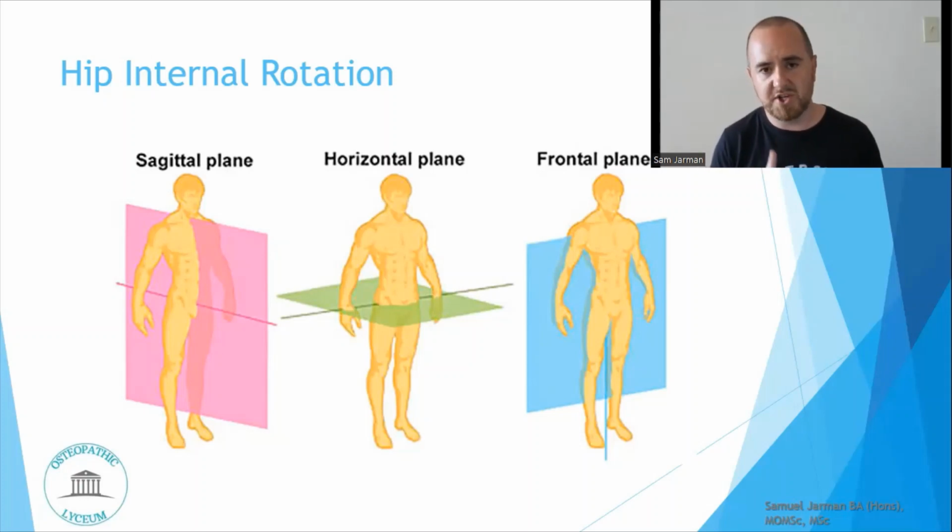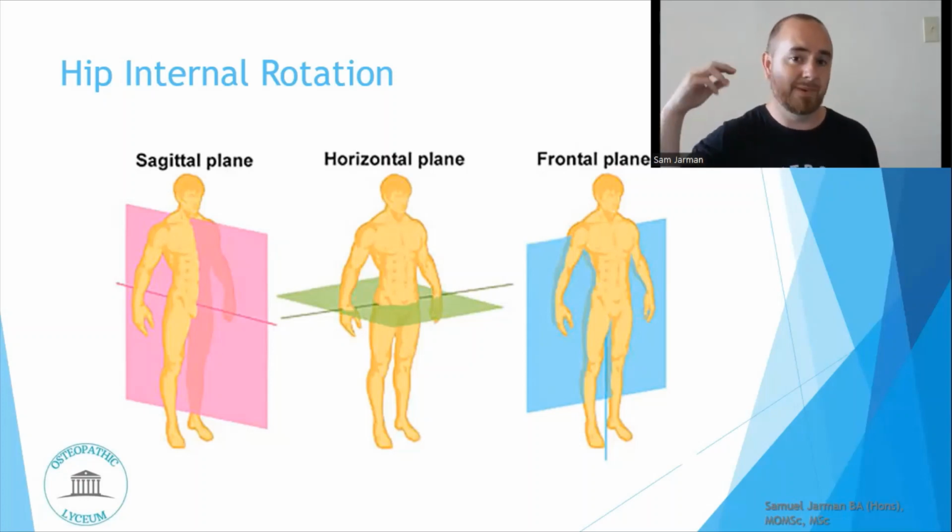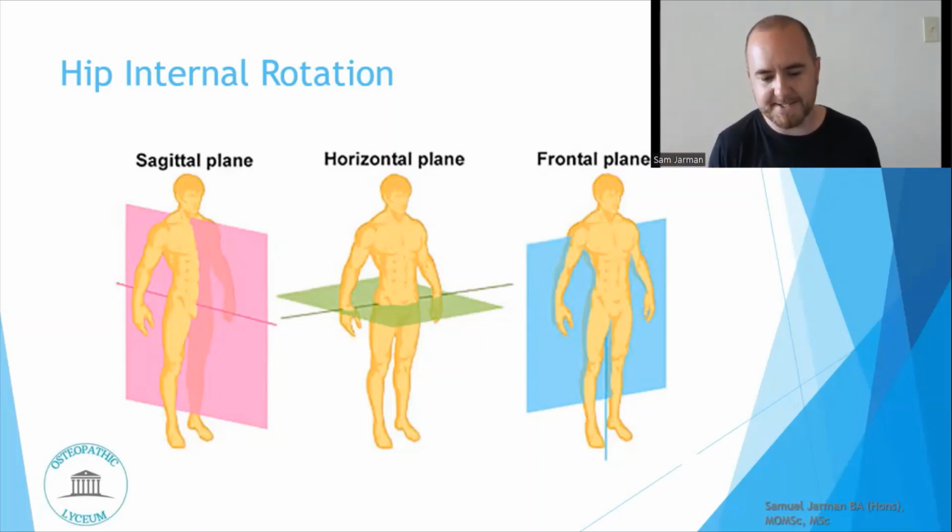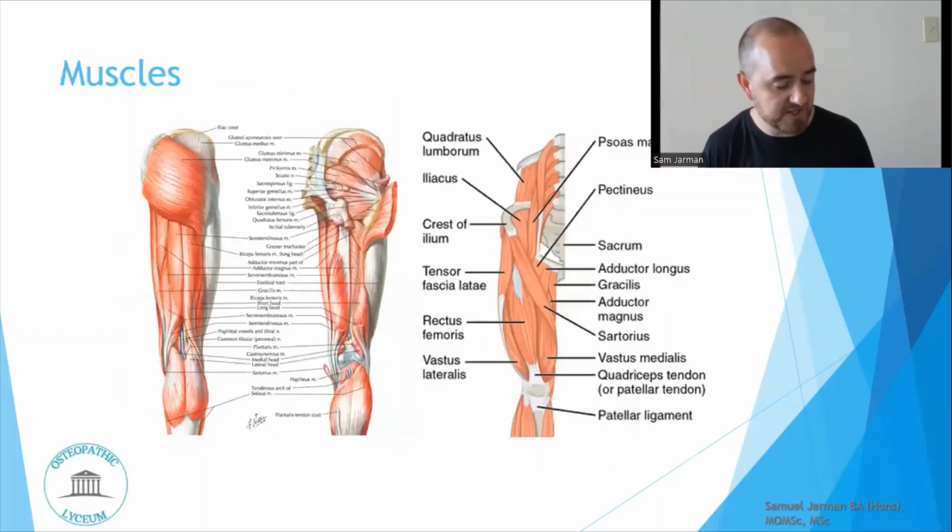Hip internal rotation would be movement of the thigh towards the midline of the body, so the toes would move towards the midline of the body, and it's going to happen in the horizontal or transverse plane about a hypothetical vertical axis. As far as the muscles that are going to generate this, you're looking at the anterior fibers of the gluteus minimus and the medius. You're looking at the TFL, the pectineus, and the adductor magnus, but primarily the pubofemoral portion of the adductor magnus.